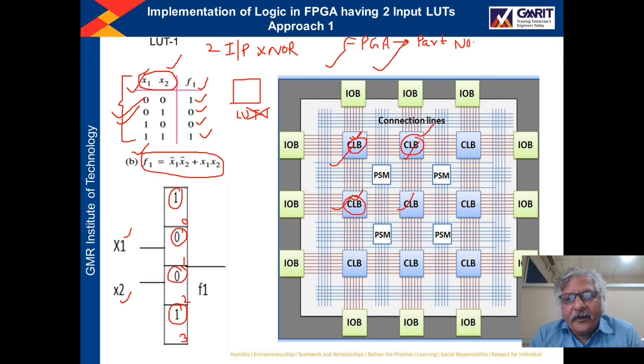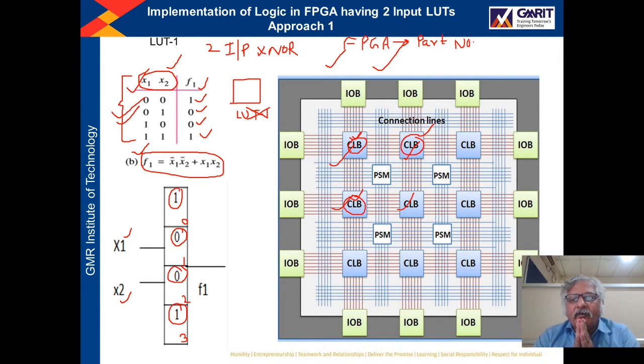After the place and route tool, a bitmap file will be generated, and that bitmap file will be downloaded into that specific LUT. According to the bitmap file, the particular MOSFETs will be turned on and off for routing purposes. So all these things will be done.